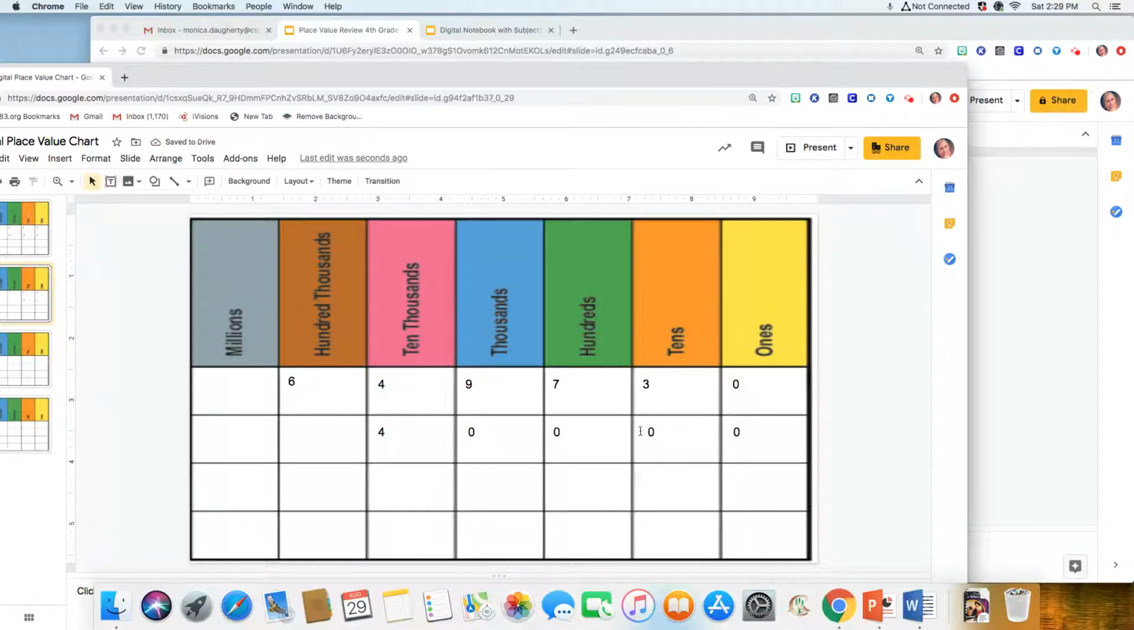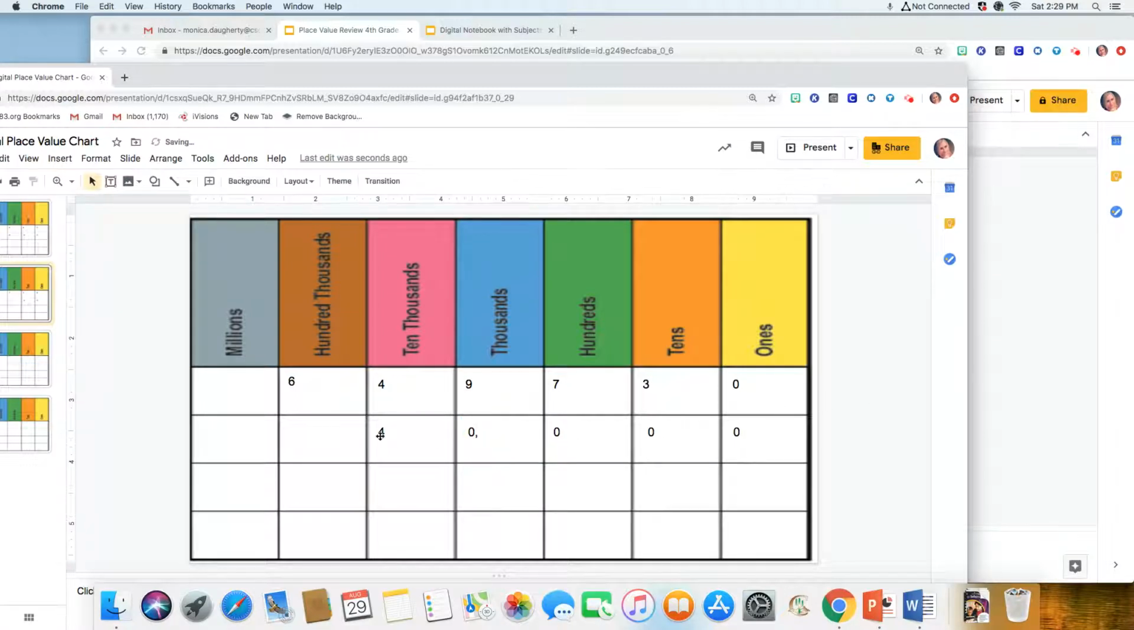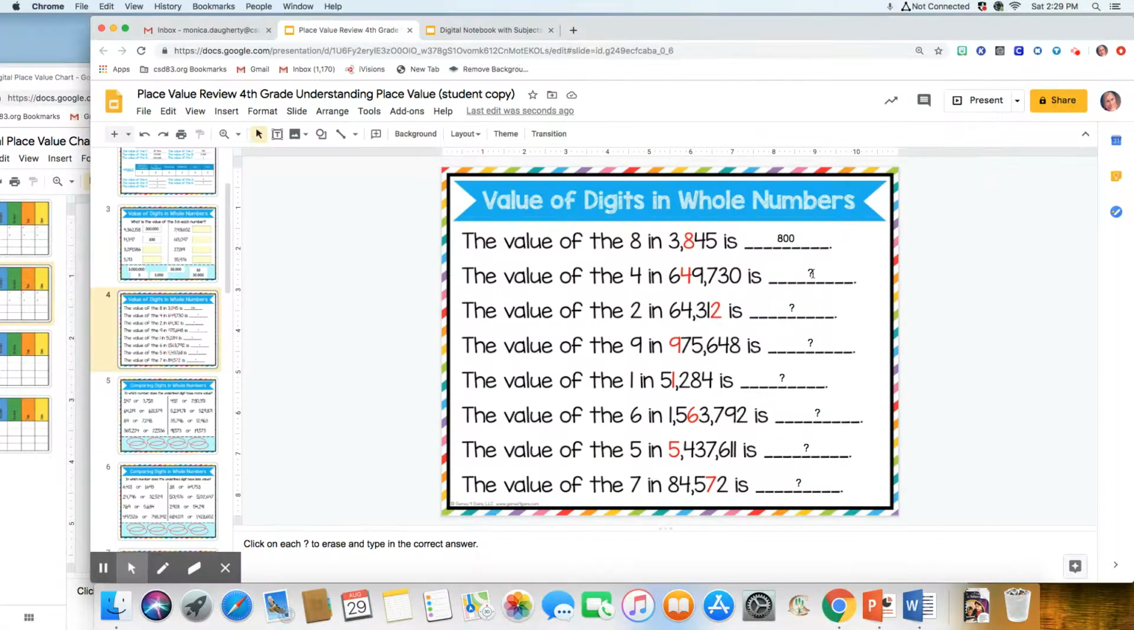So now I have 1, 2, and 3. I know there'd be a comma here. And if you want, on your place value chart, you can write the comma. So now I know that the 4 represents 40,000. I know that because I'm in the 10,000s, and 10 times 4 is 40. So 40,000.